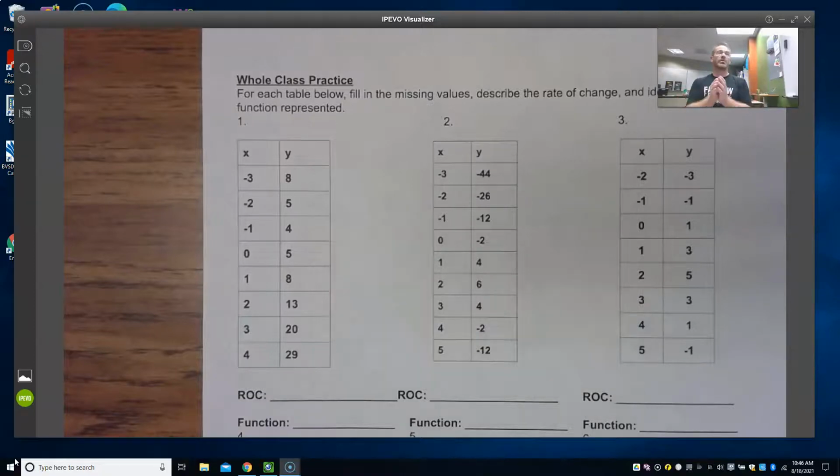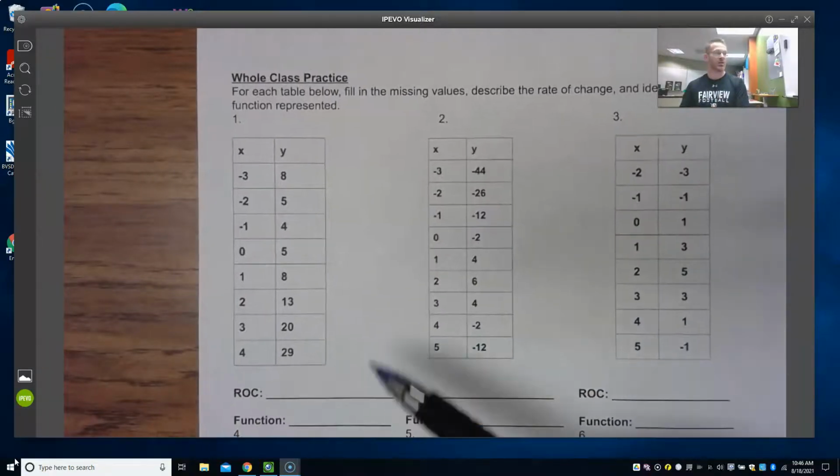Now once again, the first thing we want to do is look at our table and see if we have a turning point, because that cuts it down to 2 choices. If I have a turning point, it has to be absolute value or quadratic. If I don't see a turning point, then I'm going to do a little bit more work, and hopefully we'll see an example either in this video or in class of showing that progression. So let's look at number 1 here.